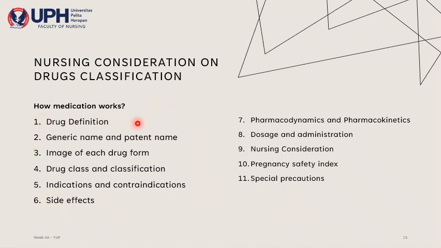So you will have the drug definition. This is also what you do in your medication logs. So you have the drug definition, the generic name and patent name. You can have the image of the drug. You can have the drug class and classification, the indication and the contraindications, the side effects of the medicine, the pharmacodynamics and pharmacokinetics. Then you have the dosage and administration, the nursing consideration, the pregnancy safety index for the medicine, as well as the special precautions that you need to have once you're going to administer the medication to your patient.